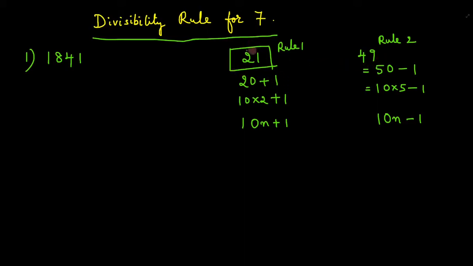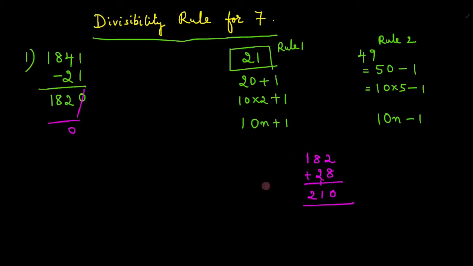How do we prepare the rule using 21? Let us see. Here, to get 0 in the units place, we can subtract 21. Now we get 0 here, then 2, 8, 1. We discard this 0. Now we have obtained 182. In order to get 0 here for 182, we can add 28. We will get 0 here. This is 1, 2. In this way we did it in the single divisibility rule.